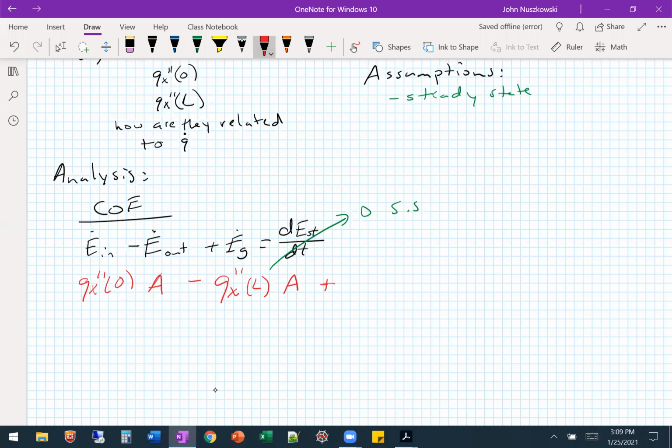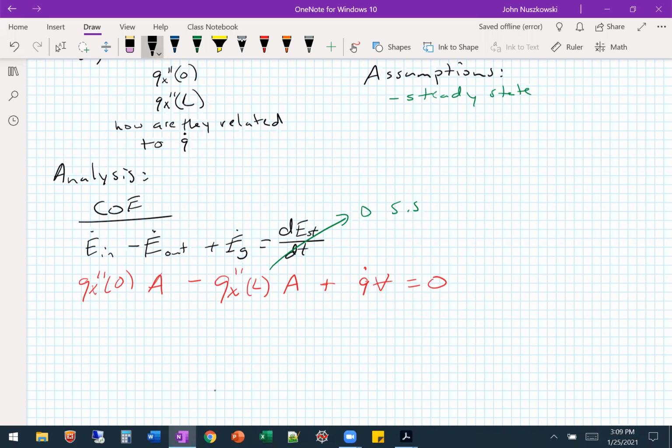And then energy generated. Okay, what's the units of Q dot? Does anyone remember? Watts. EG dot is watts. Q dot, the lowercase q that we're looking for, is per unit of volume. So we have to multiply times volume to get energy. Oh, I ended up doing that in red, all that line, but we'll leave it be.